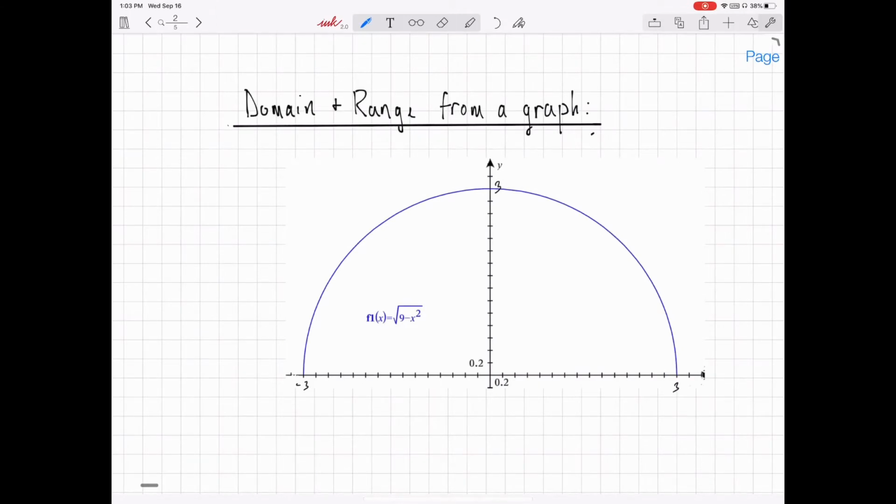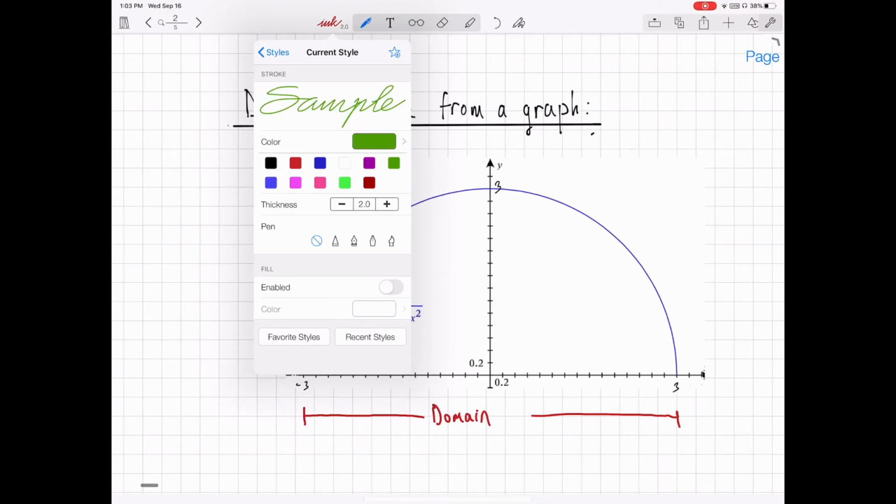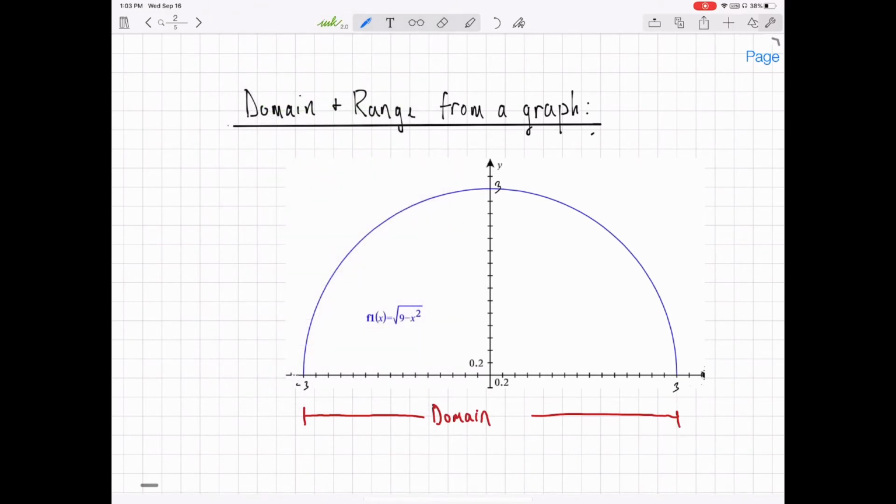So we did domain and range in the last section, and we're going to look at that again, but we'll just take this from a graph, which is actually easier. The domain is simply the x values that the graph takes on. So this would be the domain visually. And this part would represent the range.